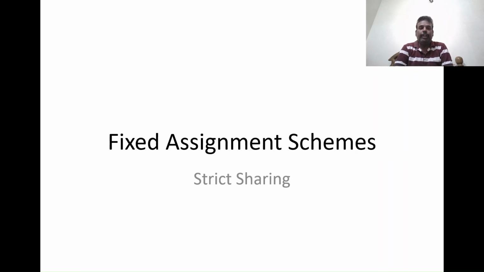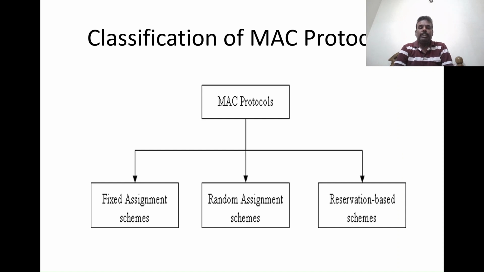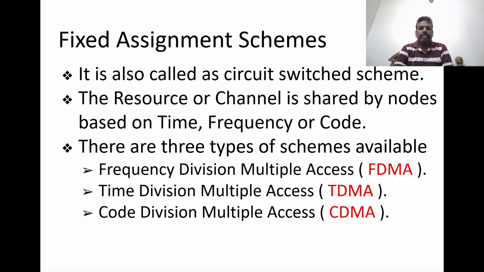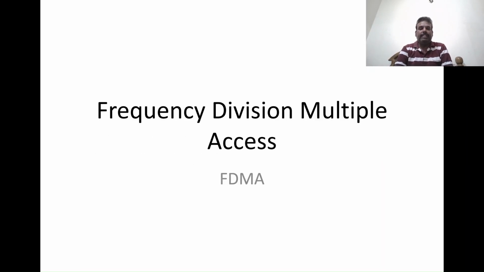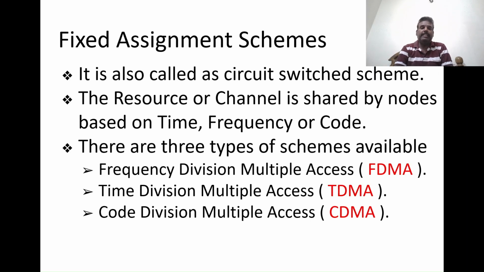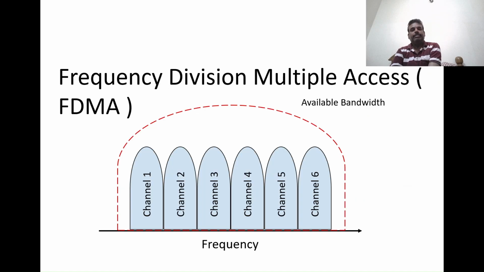So we divide our protocols into three categories: the fixed assignment scheme, the random assignment scheme, and the reservation based scheme. First we are going to discuss the fixed scheme, where the entire channel is based on one particular scenario. That is fixed. Examples are FM stations, wired phone scenarios, and cable TVs. These are fixed, that is, based on frequency.